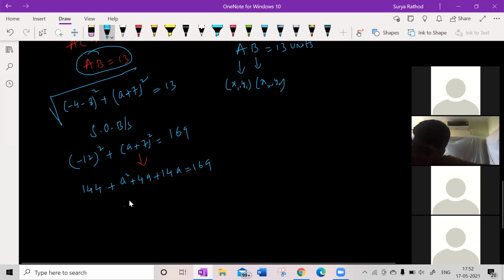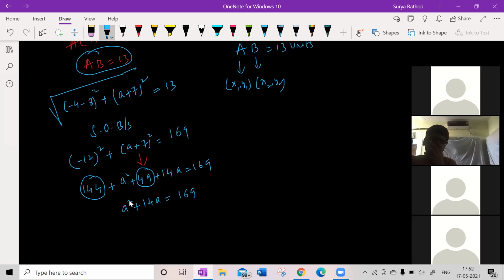So now how can I write this? A square plus 14 times A, which is going to give me 169. Whatever constants I have here, 49 and 144, I'm shifting to the right hand side. So what am I going to get here? 144 minus 49. Now A square plus 14A is equal to 144 minus 49. How much? Make it fast.